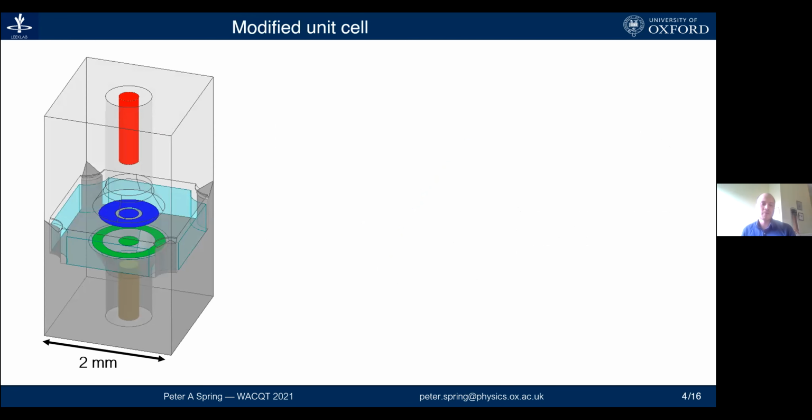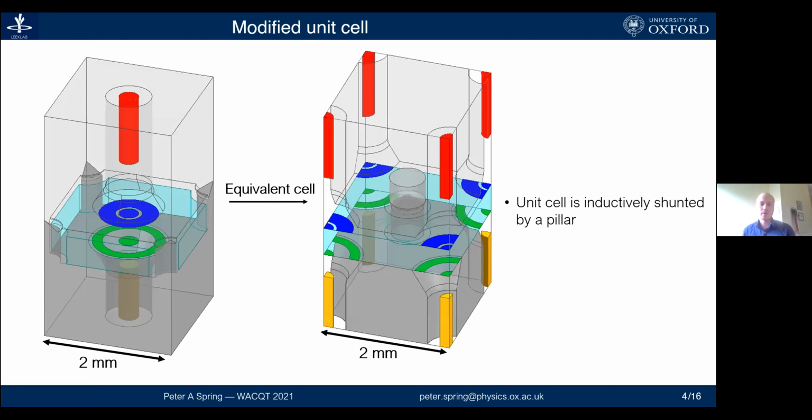So here's a slightly modified unit cell. And all we've done is run these inductive links through the corners of the cell. Equivalently, both of these cells will form the same lattice when you tile the plane. And when represented like this, you can see that all we're doing is running this pillar or via through the unit cell, which is inductively shunting the enclosure.